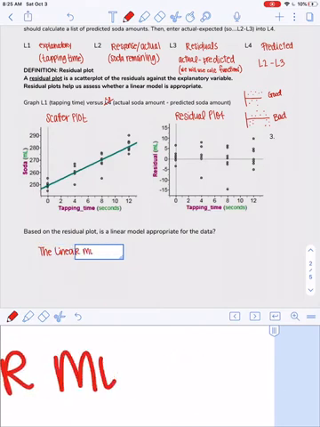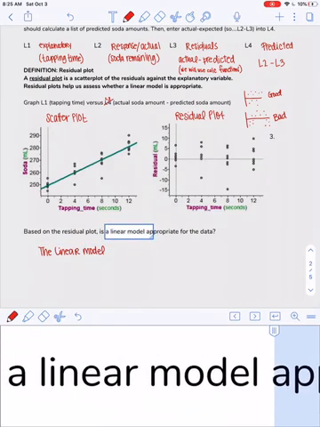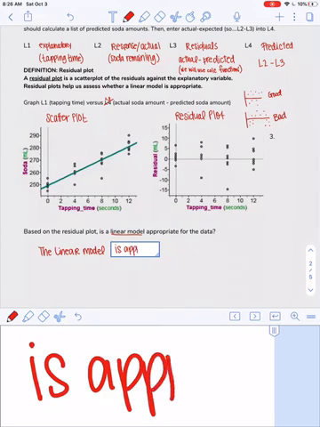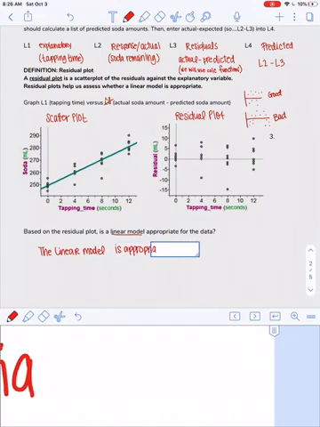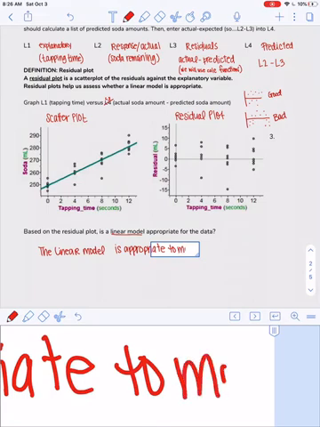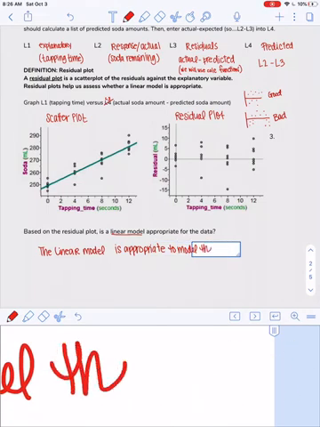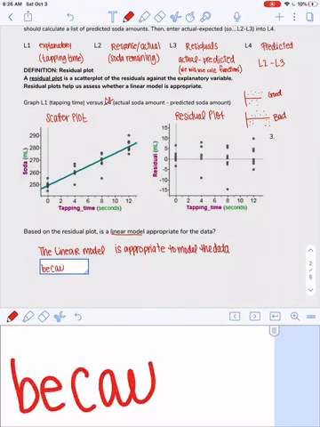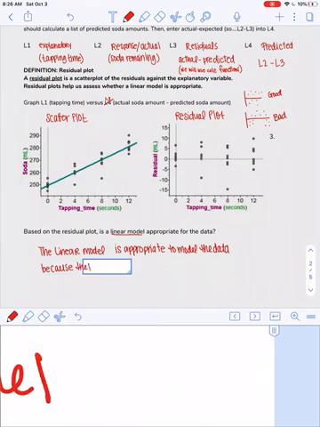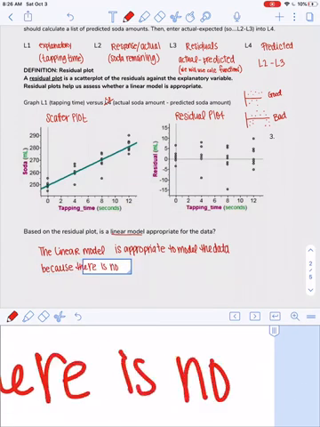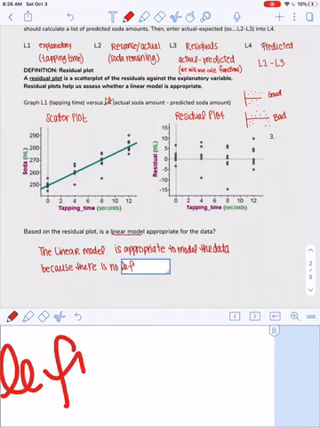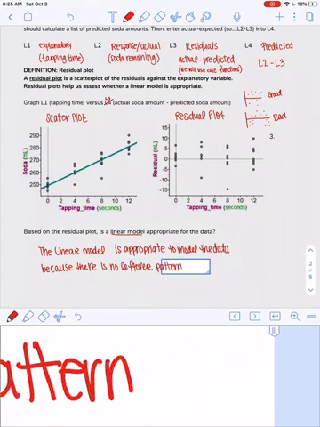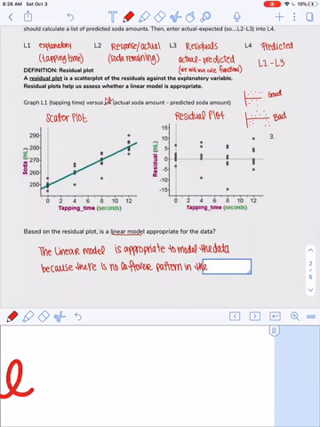So the linear model, notice how I'm using the word that they gave me. The linear model is appropriate for the data, to model the data, because there is no leftover pattern in the residual plot.